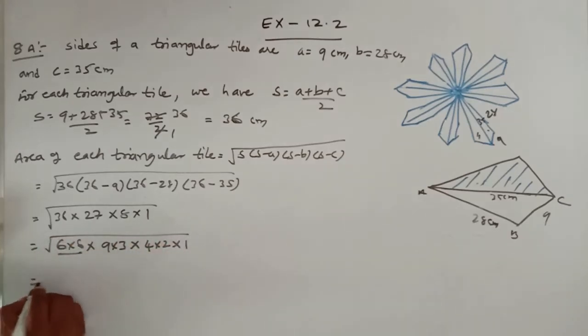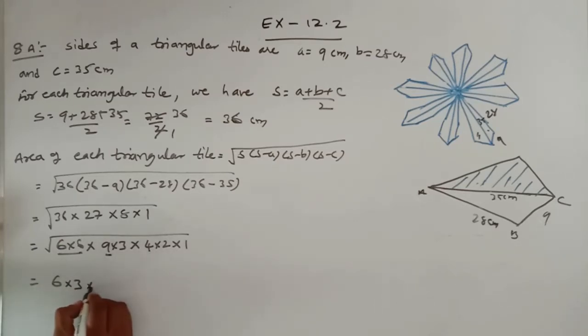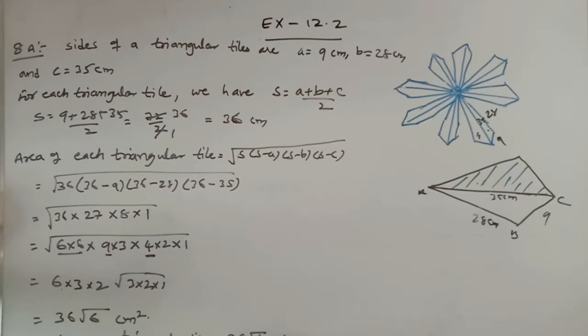So in this, 6 I am taking 1 and 9, automatically I am going to take 3 and 4 I am taking 2. The remaining will be 3 into 2 is 6, 3 into 2 into 1, 6 sixes are 36, 36 square root 6 square centimeters. This is the area of one triangular tile. That's equal to 36 square root 6 square centimeters.